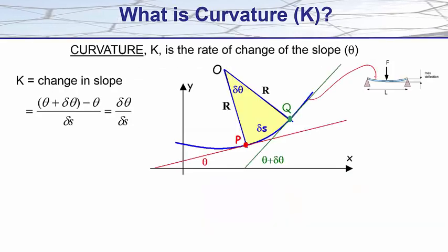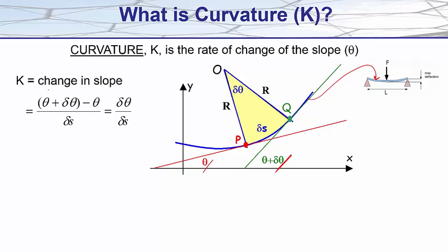So looking now at a beam bending, curvature is the rate of change of the slope, and now we call slope theta. So in this image here, at point P, we have a beam slope of theta, and at point Q in the beam, we have a slope of theta plus d theta.